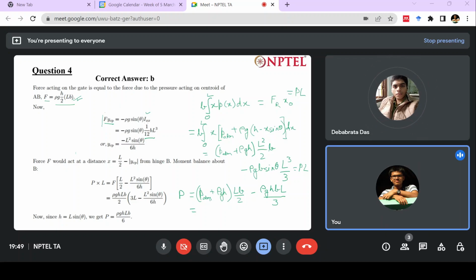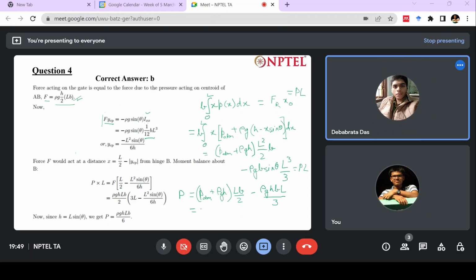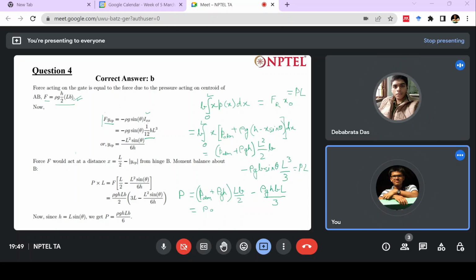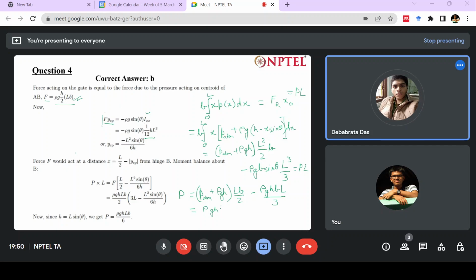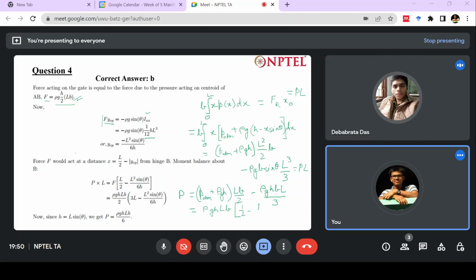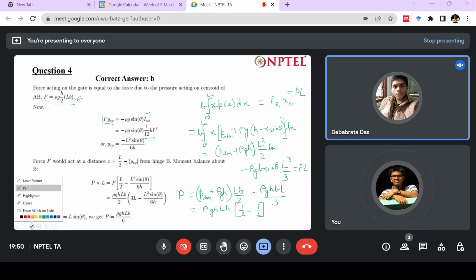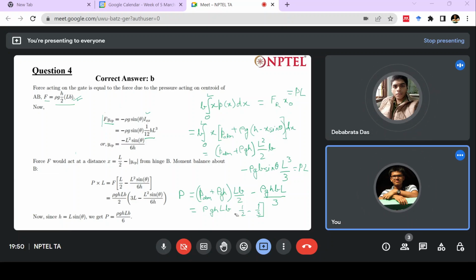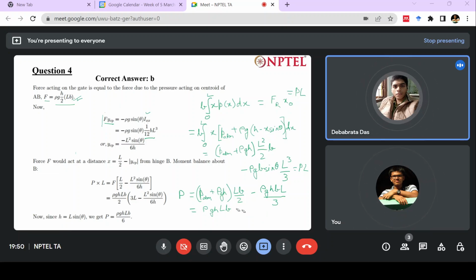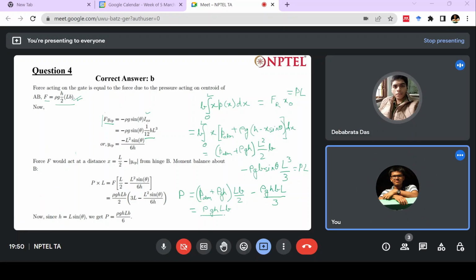So if I put P atmosphere as 0, what they have done, you will see I will have rho g h into L into B, and here is half minus one third. Half minus one third, what will this give you? This will give you 1 by 6, right? So you will get the same answer in both ways.